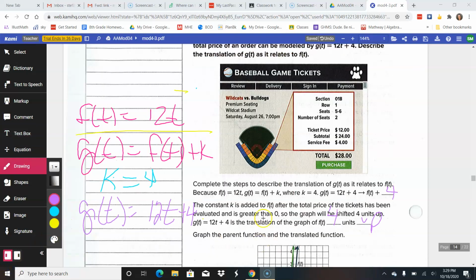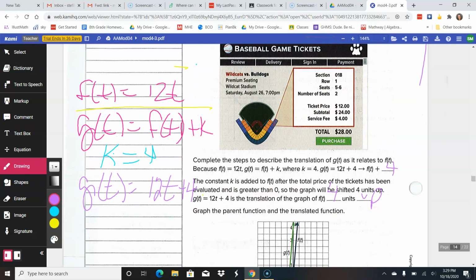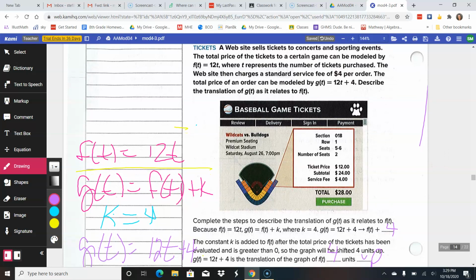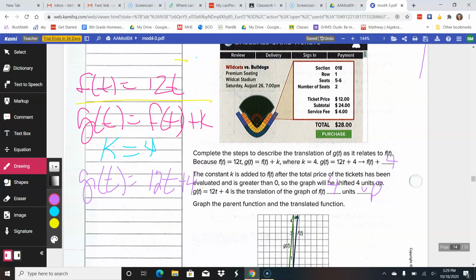I kind of wrote this part over here because it makes a little bit better sense to me. We know that our parent function, or the original function in terms of this particular problem, is f of t equals 12 times t, because that's how the price of the tickets could be modeled. So it's 12 times t. However, there's an extra $4 per order on there, a service fee, that's added onto the function. This is the f of t, the original $12 a ticket. But then I add this on for the game tickets because of the service price. This is how they model the service price, f of t plus k. Well, my k is 4.